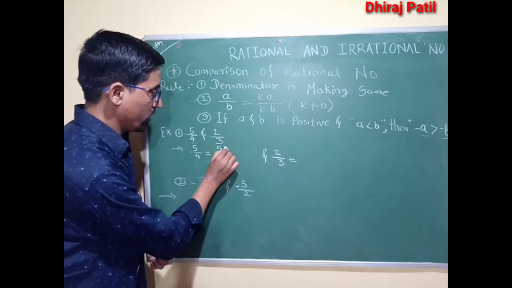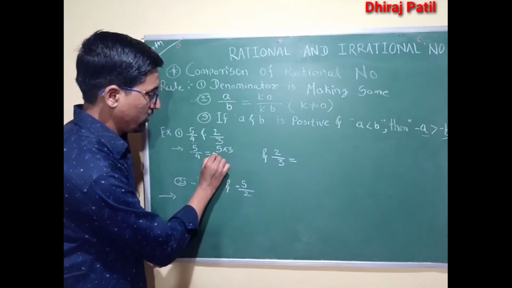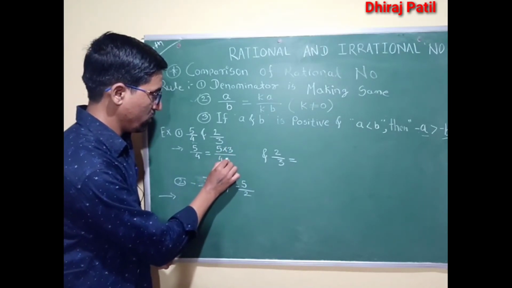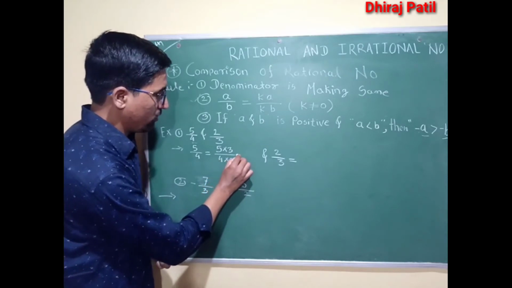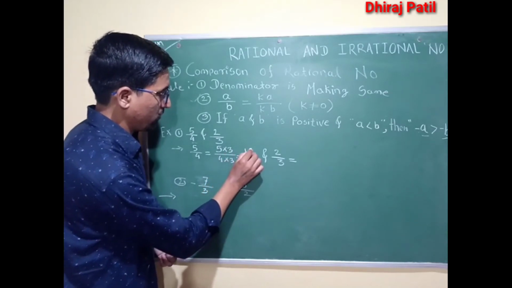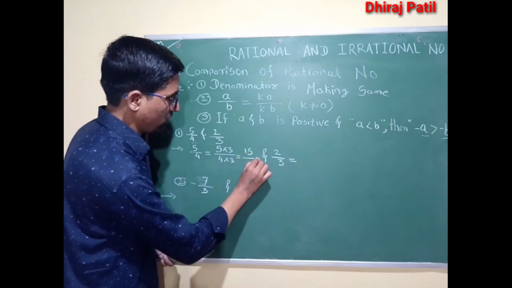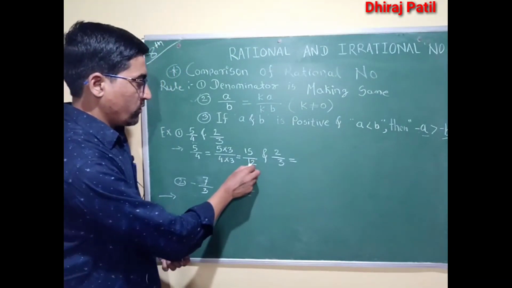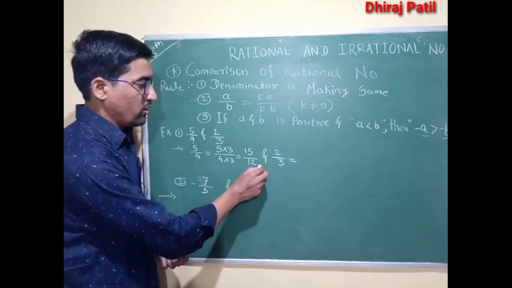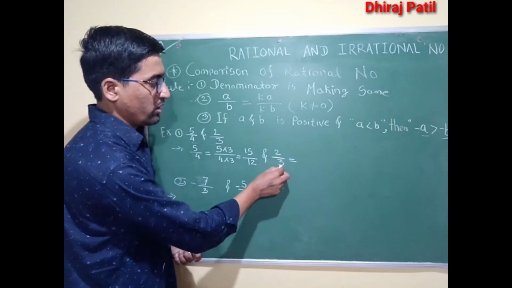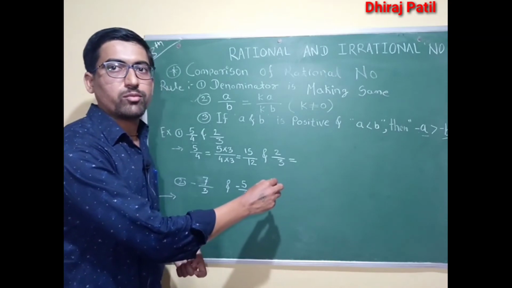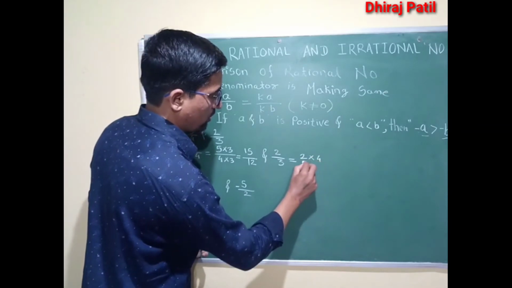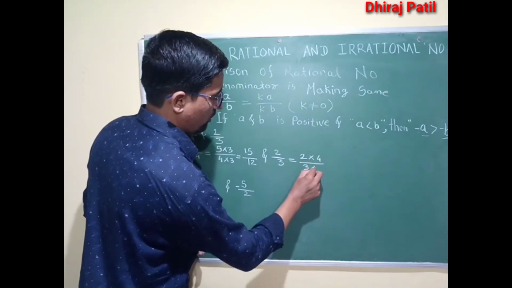I take 3 and multiply into the numerator, 5 into 3, and the same number in the denominator, 4 into 3. So 5 3s are 15, 4 3s are 12. Now the denominator is 12. Now the second number is 2 by 3. Here we take the multiplier 4. So 2 into 4 and the denominator is 3 into 4.